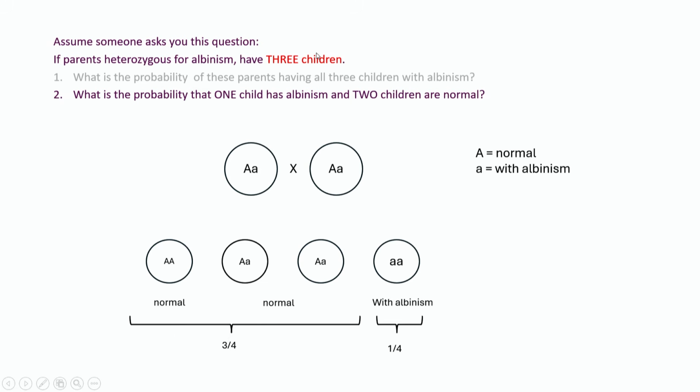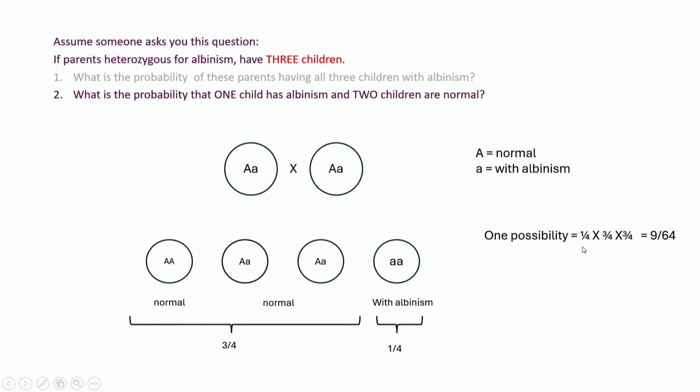Now add one more question to the same existing question where the parents have 3 children. Now what we want to ask is, what is the probability that 1 child has albinism? Remember, this is now getting a little complicated. 1 child has albinism and 2 children are normal. So, a parent could have 1 child at a time, right? So the first one can have albinism and the rest could be normal.